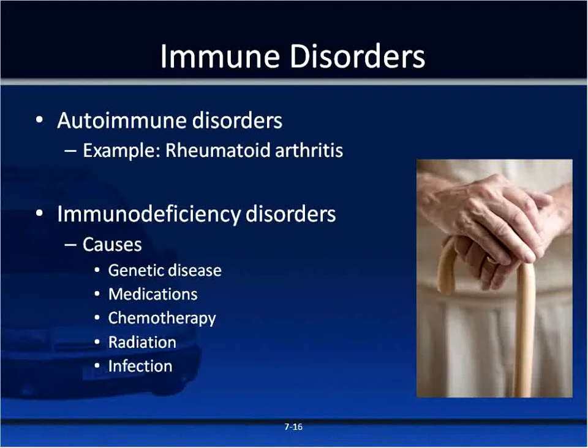Immunodeficiencies occur when the immune system is unable to defend the body against disease because of a decrease or absence of white blood cells. Patients who have immunodeficiency disorders usually have recurring infections. Immunodeficiencies may be caused by genetic disease, medications, chemotherapy, radiation, or an infection such as acquired immune deficiency syndrome, AIDS. That is caused by the human immunodeficiency virus, HIV.